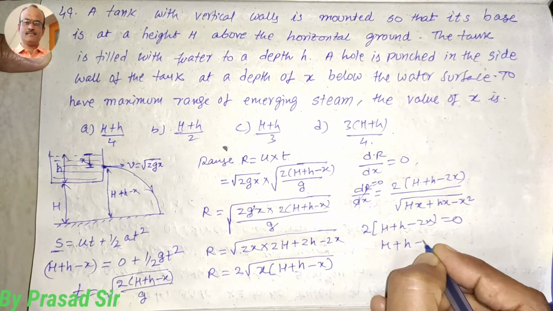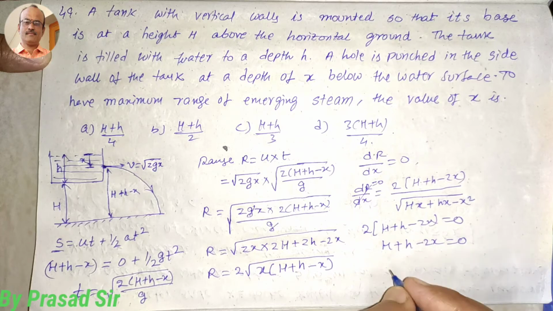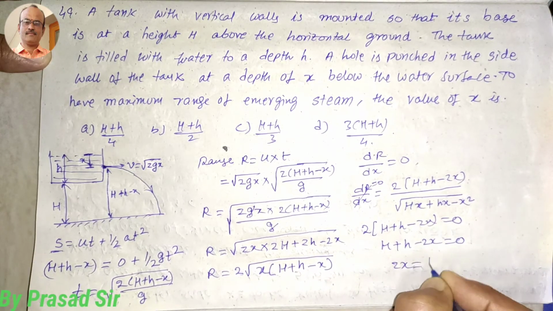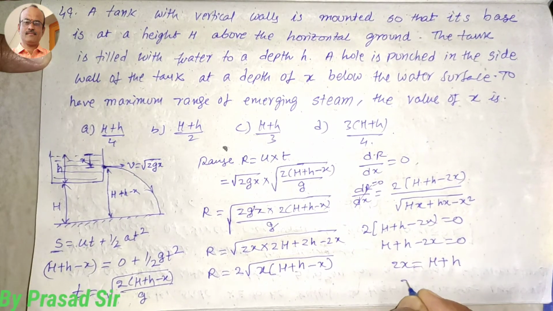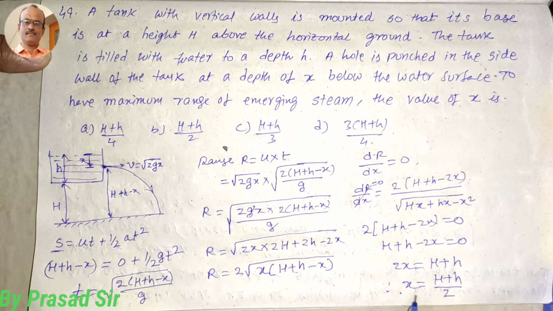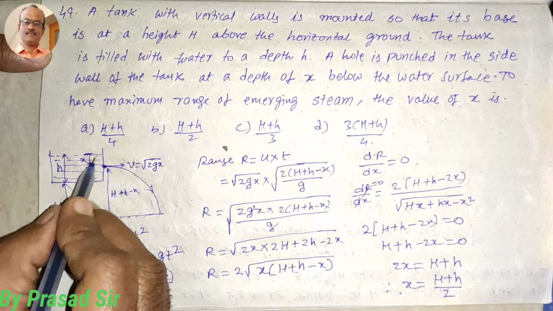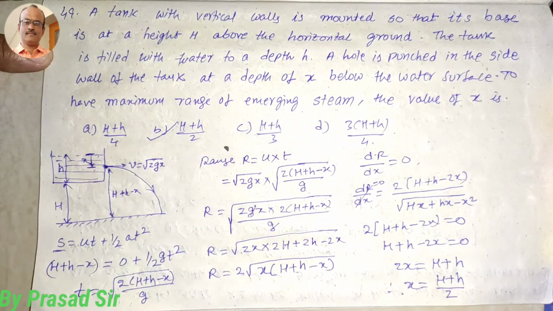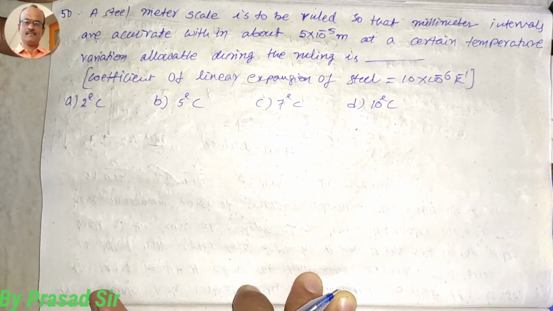Capital H plus small h minus 2x is equal to 0. Here 2x is equal to capital H plus small h, and x is equal to capital H plus small h divided by 2. So what is the answer for this one? Capital H plus small h divided by 2, this height. So option B. Now question number 50.